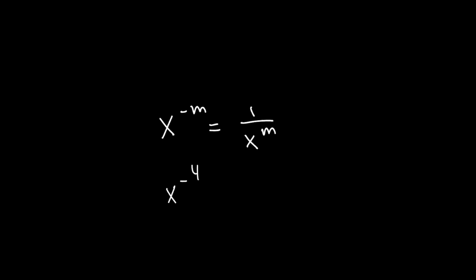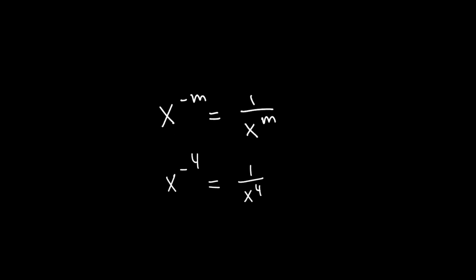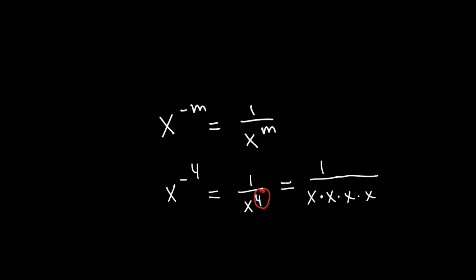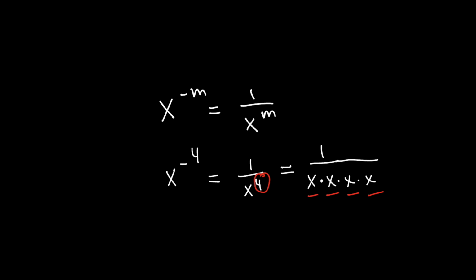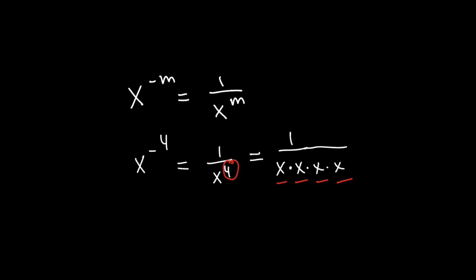So for an example, let's say we have x to the power of negative 4. This is the same thing as saying 1 divided by x to the power of 4, or 1 divided by x times x times x times x. Since we have a power of 4 here, x to the power of 4 means that x is being multiplied together 4 times. If we wanted to, we can expand the variables like that, which can come in handy when simplifying expressions.